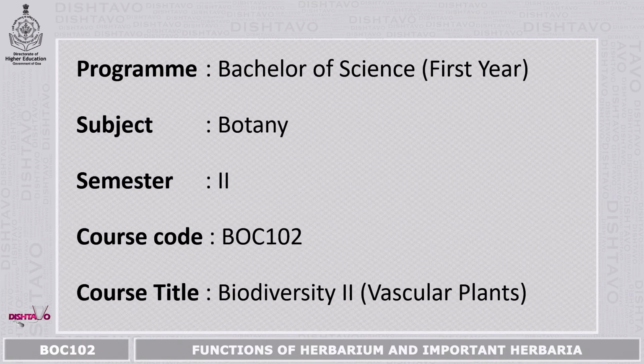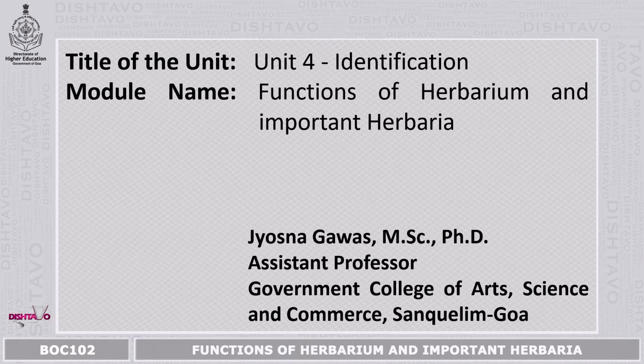Today I will be talking about Program Bachelor of Science for first year, Subject Botany, Semester 2, Course Code BOC 102, Course Title Biodiversity 2 Vascular Plants. Title of the unit is Identification. Name of the module: Functions of Herbarium and Important Herbaria.